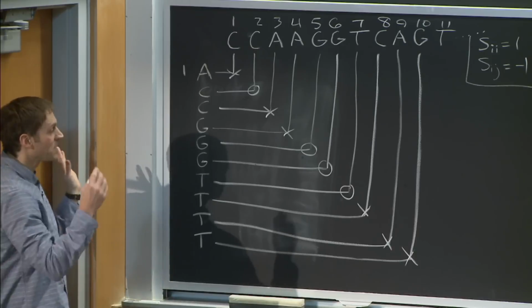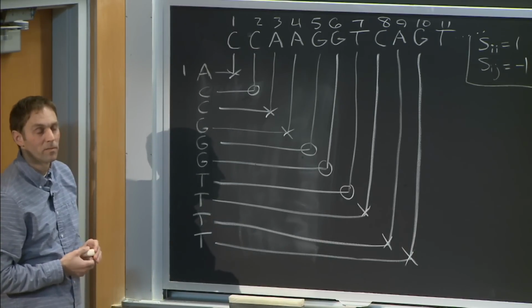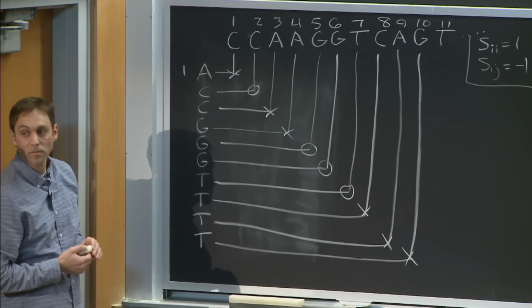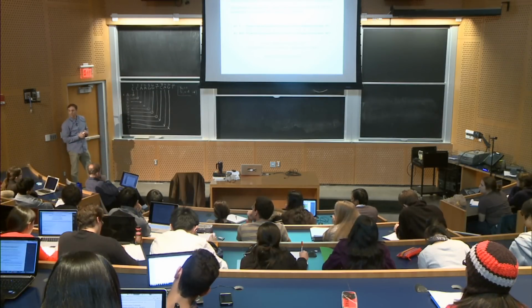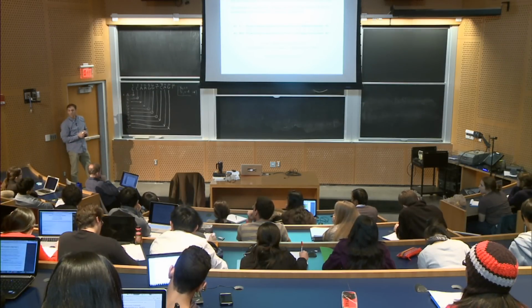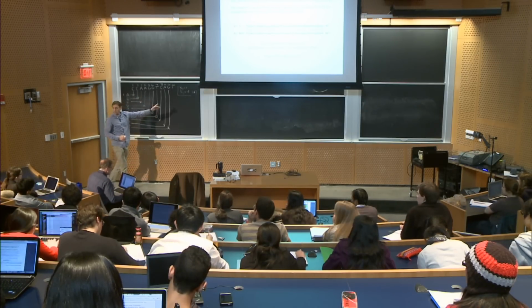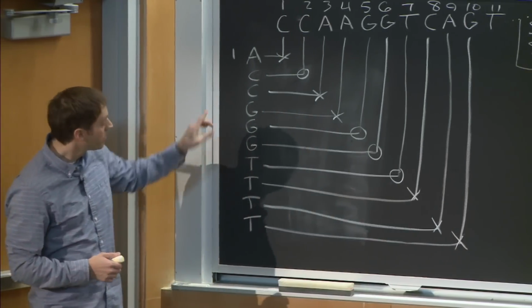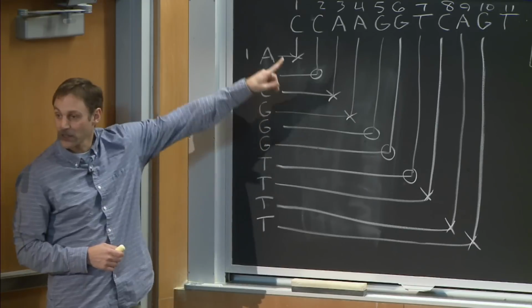Any ideas on how to do this in an automatic, algorithmic way? Yeah, what's your name? Okay, so you keep shifting it over and you generate one of these lines. But imagine my query was like 1,000 and my database is like a billion.